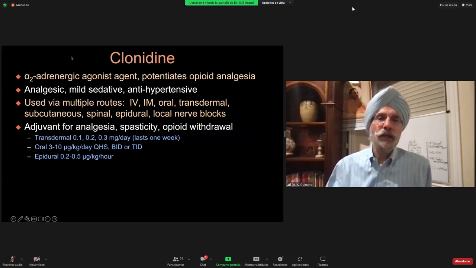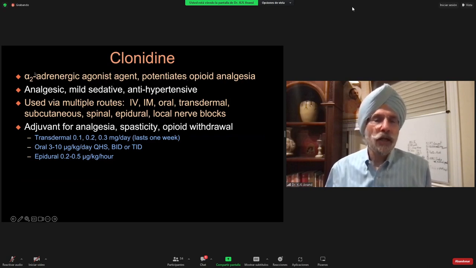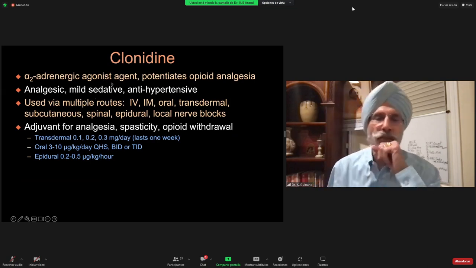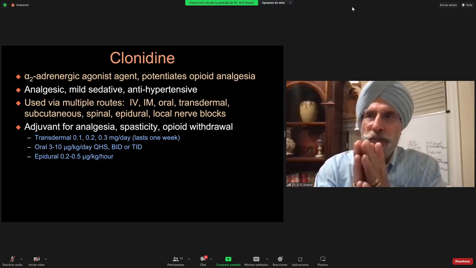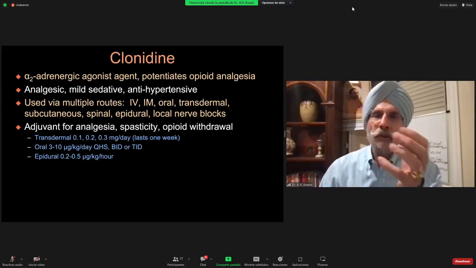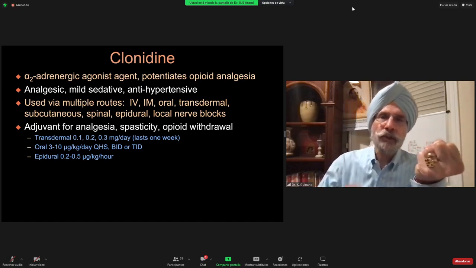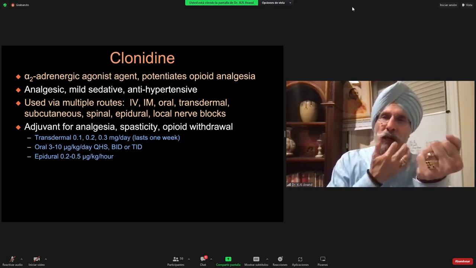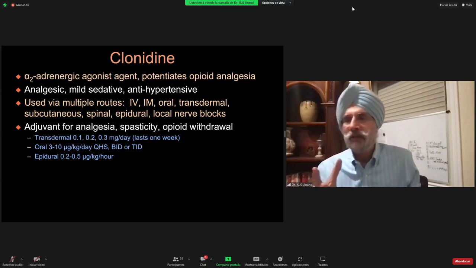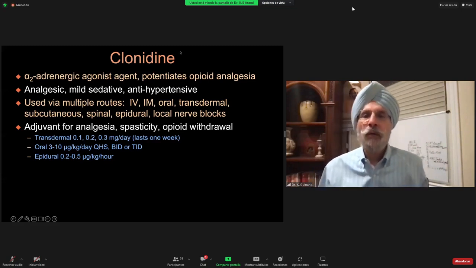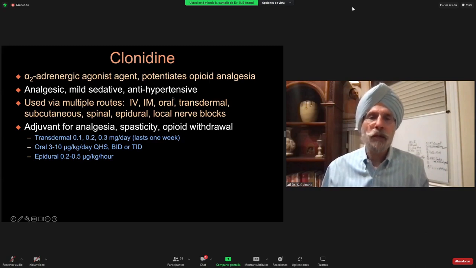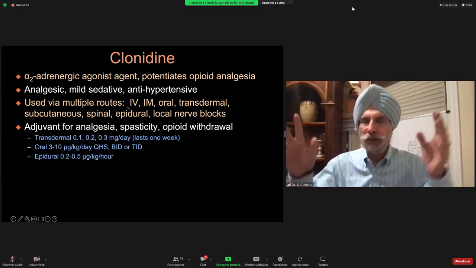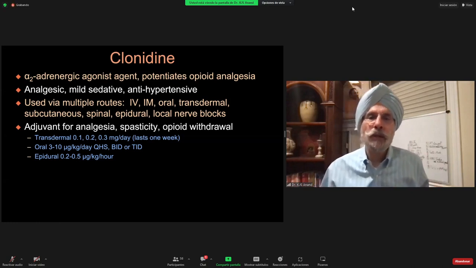Clonidine is a non-opioid. It potentiates opioid analgesia. It's an alpha-2 adrenergic agonist, and the reason it potentiates the opioid analgesia is that the sub-receptor mechanisms are the same. For example, this alpha-2 adrenergic receptor will downregulate your G protein. It's the inhibitory G protein, or it actually activates the Gi2 alpha protein, which is what the opioid receptor also does. And so when you have two drugs with a similar subreceptor mechanism, you get potentiation.